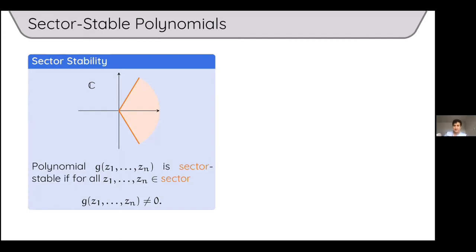So the property is called sector stability. And sector stability means that for this polynomial, if you choose variables from inside of a sector in the complex plane like this, so think of an infinite sector symmetric around the positive real axis, you want your polynomial to have this property that whenever z1 up to zn are chosen from this sector, you don't get a value of 0. Okay.